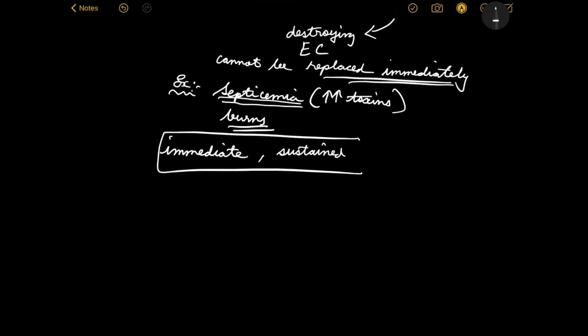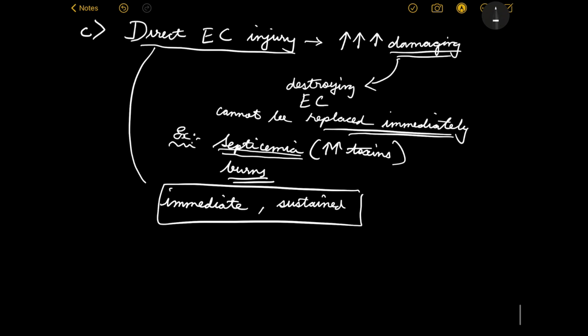So try to understand what I just said. It is immediate because the damage is very high, very high. So immediately endothelial cells will start, we will start to lose them. So it is immediate but sustained because we cannot replace those endothelial cells very fast. So it is sustained.